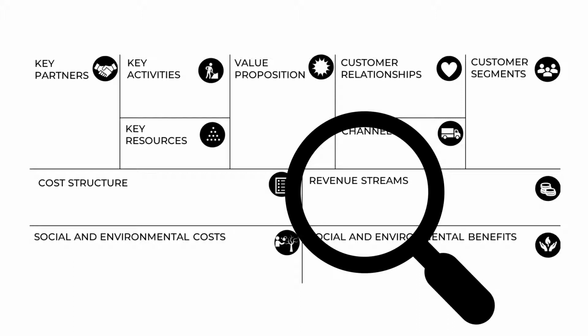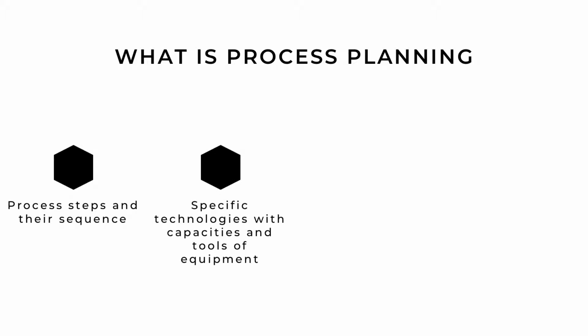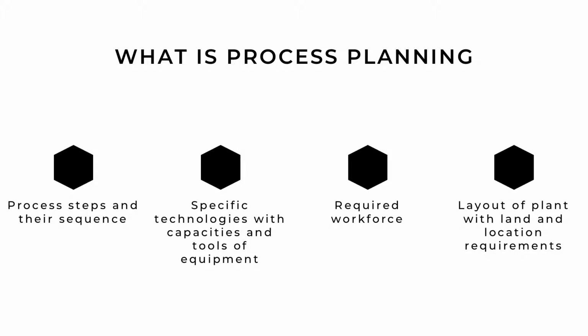Sounds too lofty? Let's go ahead and make it concrete. It is time to plan your production process now. Use the worksheet below to record your findings. For this, you will describe the general process steps indicating their sequence. Select specific technologies. Specify the capacities of each process step. Specify the needed units, tools, and equipment. Determine the workforce needed. Define how the different units will be laid out in your plant, which will give you the land and location requirements.